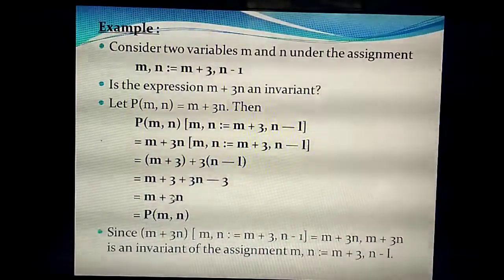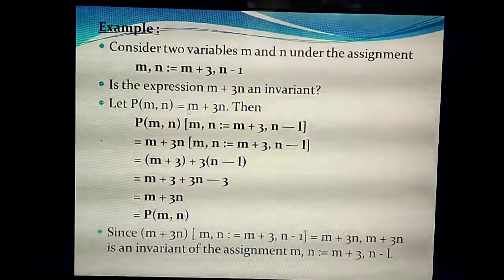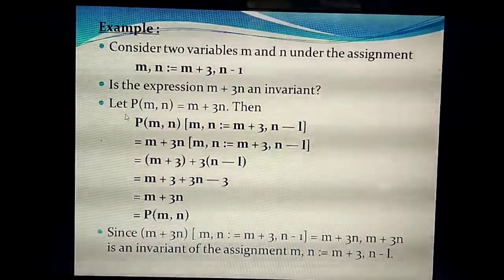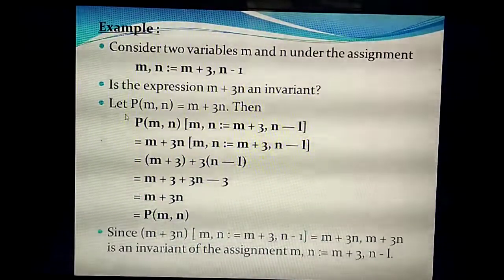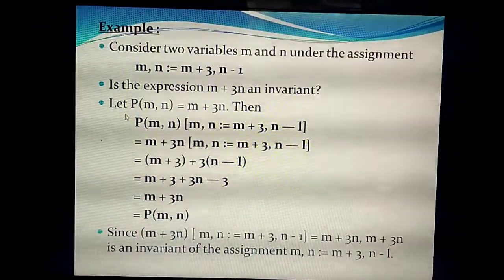Understand? In the question, what did they ask you to prove? P of m comma n equal to m plus 3n. Now m plus 3n is the value you can write as p of m comma n. Okay. So now you can prove what question they have given. You need to prove p of m comma n equal to m plus 3n. You'll get the answer. Understand?